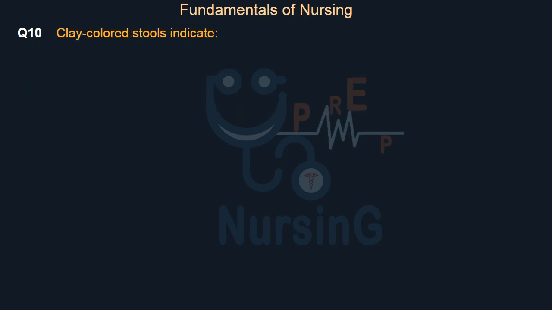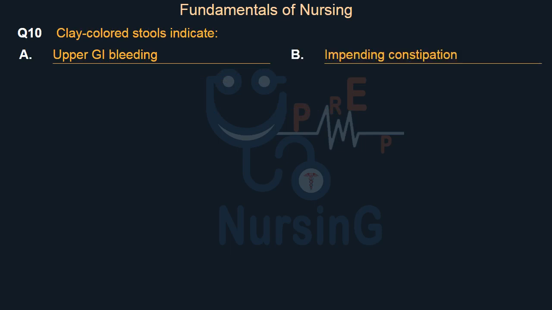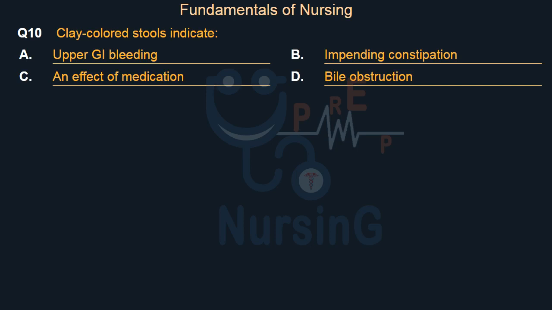Clay-colored stools indicate: Option A. Upper GI bleeding. Option B. Impending constipation. Option C. An effect of medication. Option D. Bile obstruction. Right answer is Option D.